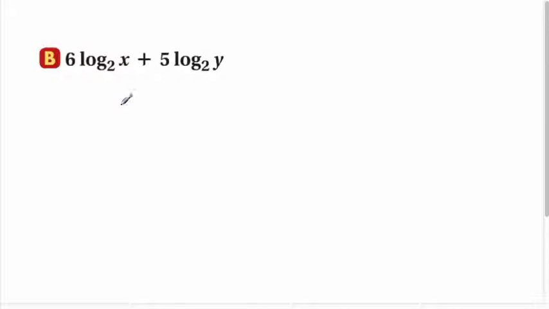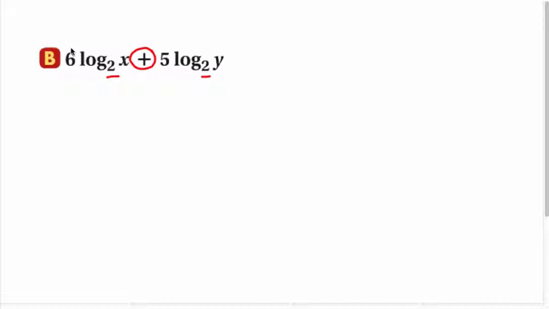I notice I have a couple properties here. First, I check to make sure that my bases are the same, and they are. I see that I have division, so instead of dividing the x and the y, I'm going to multiply them. I also see that I have a number out front, so I'm going to have to use the power property. So this is going to involve the product property and the power property.